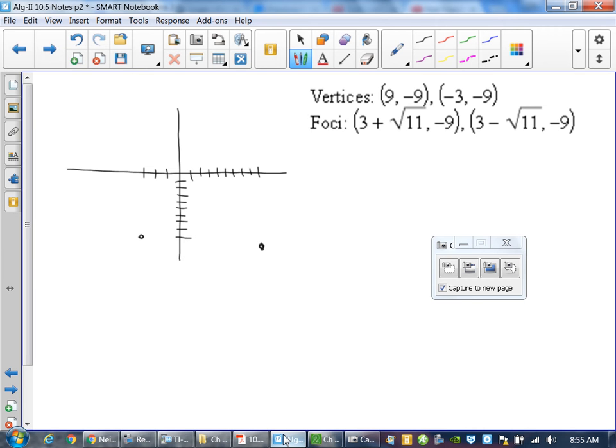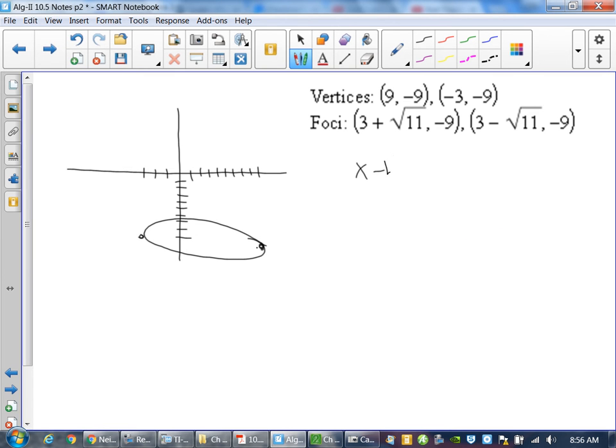Which way is this opening? Left and right. If my vertices are across from one another, that means it's going to be doing this. So it's a left-right ellipse. So that means I need to work with x minus h quantity squared over a squared plus y minus k quantity squared over b squared equals 1.